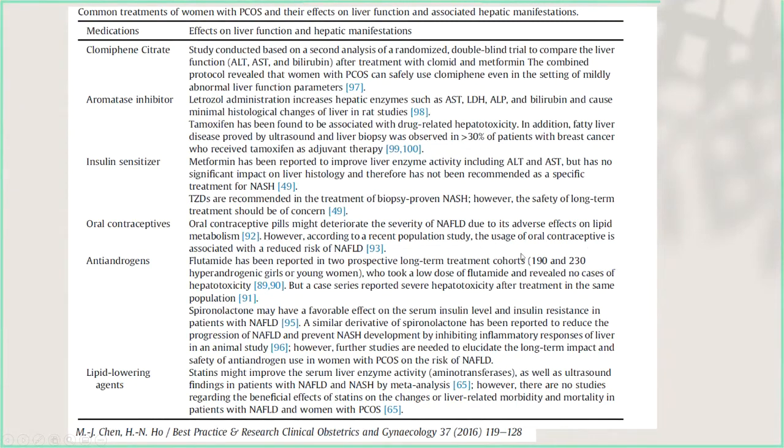But in a population study, they did not find a relationship, and in fact, in people who are using oral contraceptives, there was a reduced risk of NAFLD. Then the use of anti-androgens: spironolactone has been shown to actually be beneficial. And then, of course, lipid-lowering drugs might have some impact, both positive and negative, in patients who have PCOS.